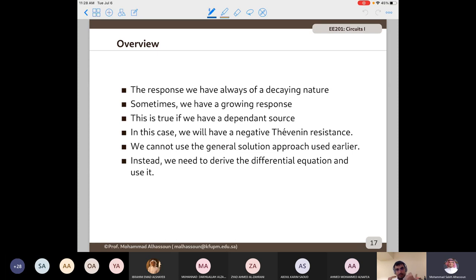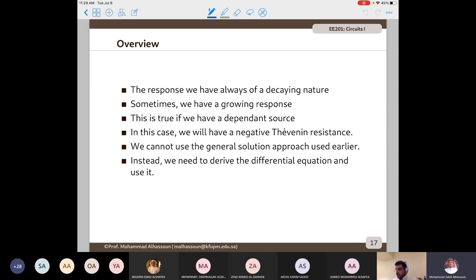So if you recall, everything we have has a decaying nature. The voltage or the current will reach a certain value and then decay to zero, or it will stay at a constant value. The only concern here is, can we have a voltage or current response that keeps increasing? If you think about it from a physical perspective, this cannot be sustained. So let's see under which occasion this kind of behavior is actually achieved.